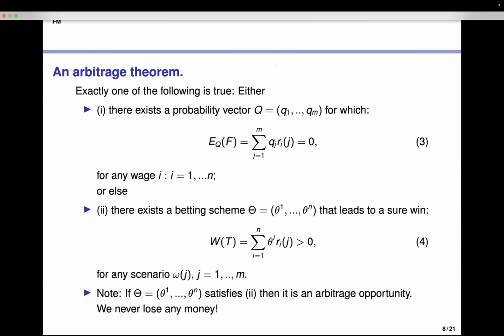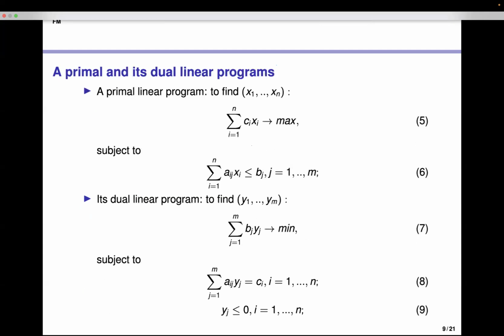So for any scenario, either there exists a probability vector, and it doesn't matter what wager we choose, for any wager the mathematical expectation of the payoff function with respect to this probability vector is 0. Or there exists a betting scheme, like a portfolio, that leads to a sure win. Okay, and we would like to prove this theorem.